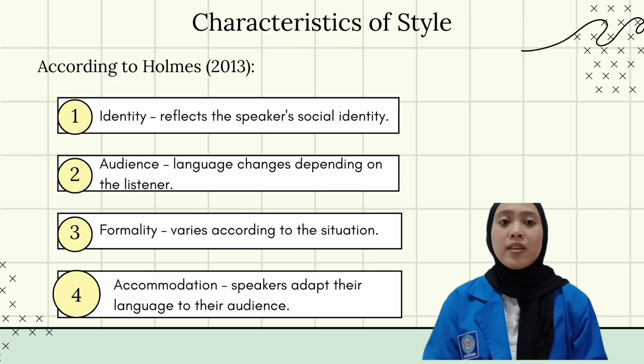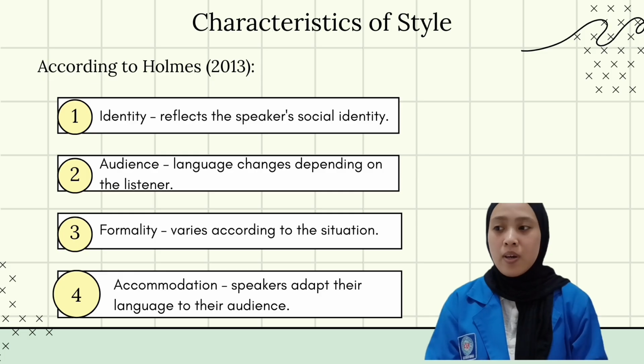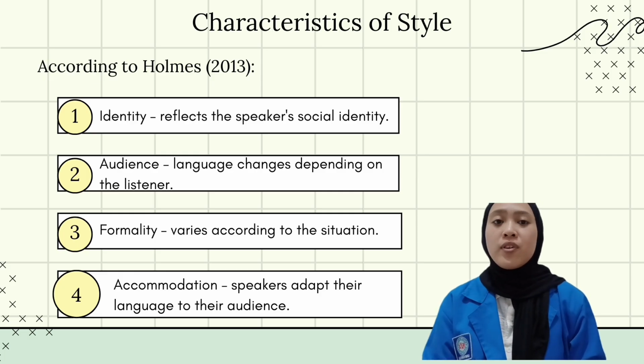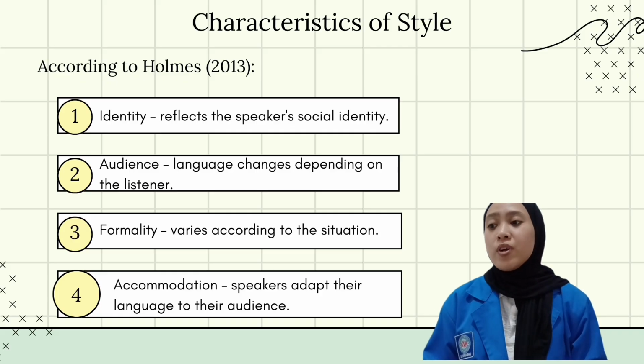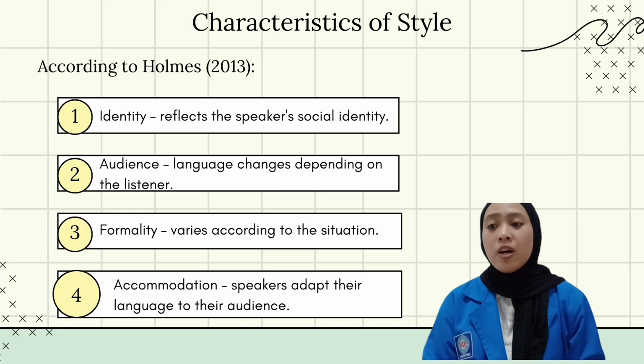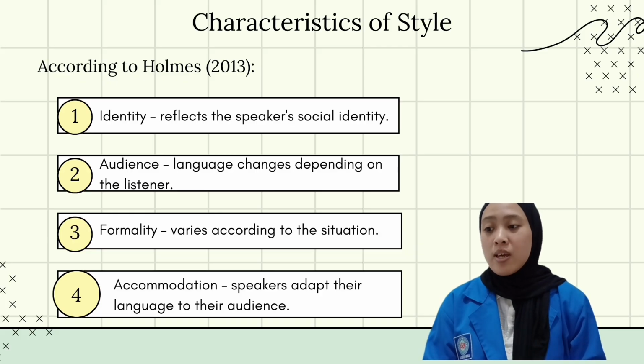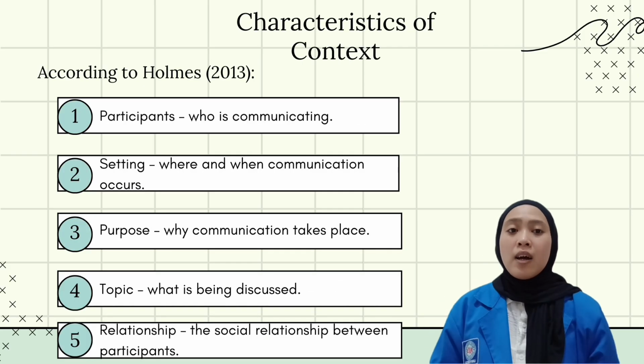In this slide, there are characteristics of style according to Holmes. Number 1 is identity, reflects the speaker's social identity. Number 2 is audience. Language changes depending on the listener. And the third is formality, varies according to the situation. And number 4 is accommodation. Speakers adapt their language to their audience.